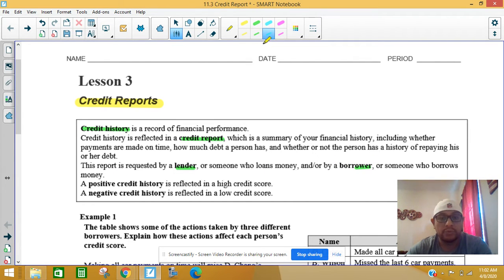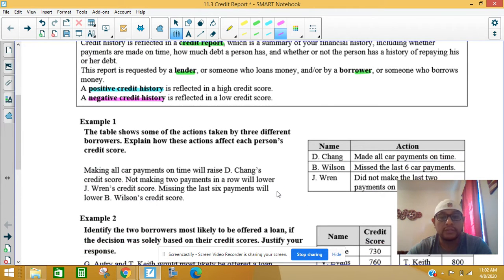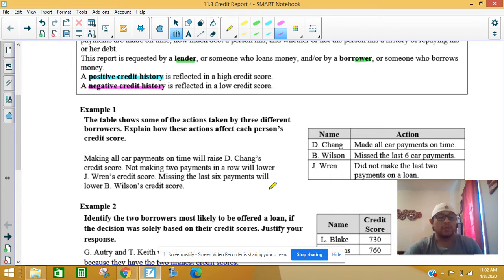Now we have two types of credit. We have the positive credit history, which is reflected in a high credit score, or we have the negative credit history, which is reflected in a low credit score. So they give you scores, and usually the scores run from, I'm sorry, 300 the lowest score, to 850, which is the highest score.